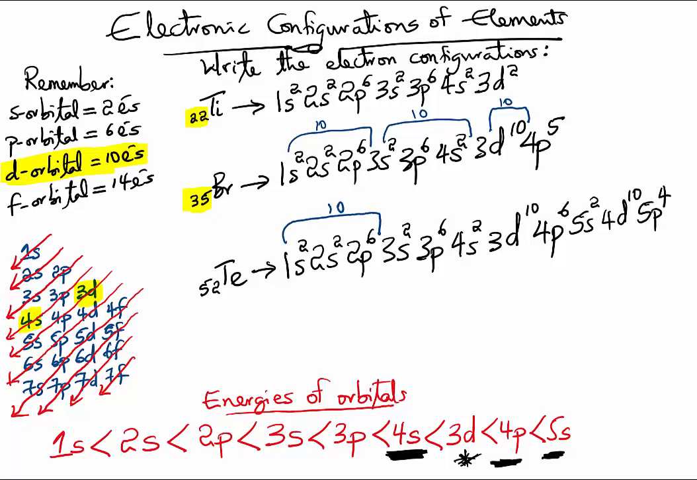That is 10 electrons. From here to here, another 10. Another 10. That makes 30. This is 10. That is 40. This is 48. And 48 plus 4 will be 52. So we just fill in the electrons according to the energies of the orbitals, beginning from the lowest energy orbital, and we move on to the higher energy orbitals.